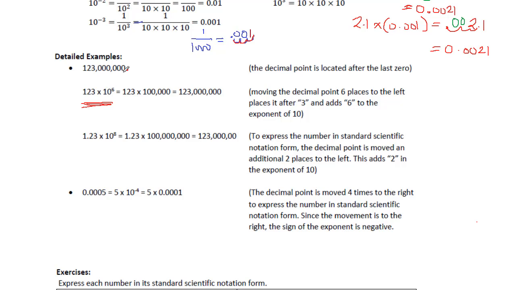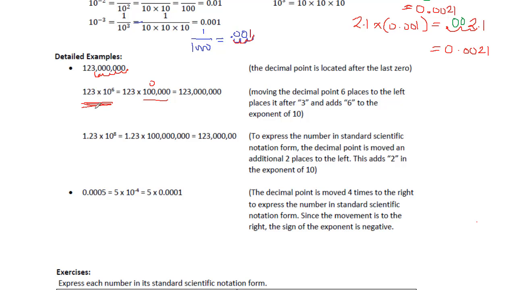If you move 6 places here, like 1, 2, 3, 4, 5, 6, you are supposed to get 1 million here. It will mean 123 times 1 million. Or you can write it like 123 times 10 to the 6 if you just stop there.